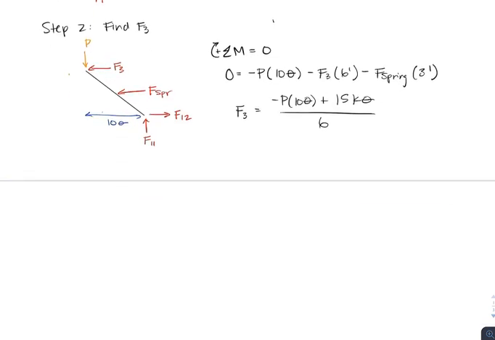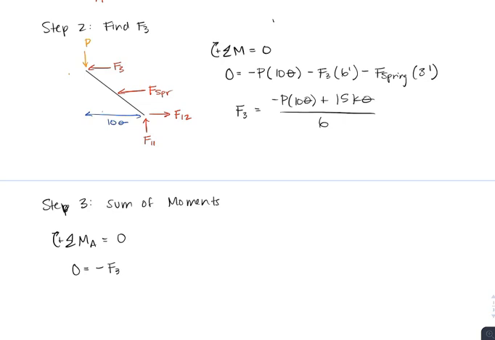So now let's get some more space, and now we'll do step 3, which is going to be taking another free body diagram. So now we take the sum of moments about point A, which we're still going to assume that clockwise is the positive direction, just to keep track of our positives and negatives. And so now we get that 0 is going to be equal to negative F3 times 16, minus force in our spring times 13.